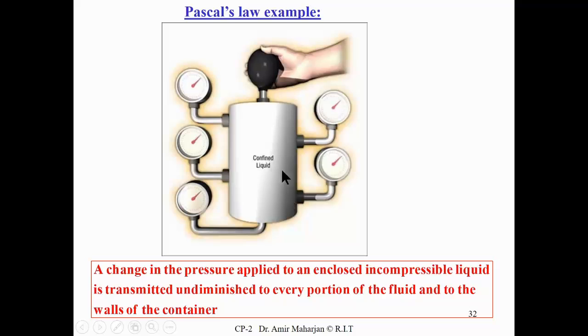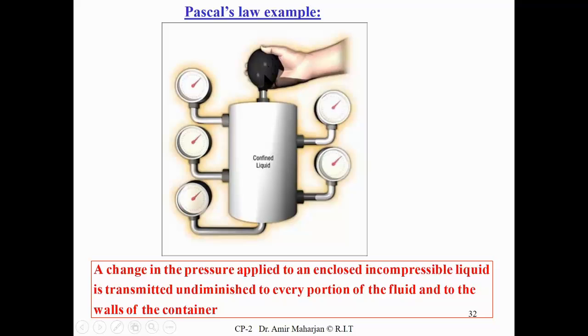So here, this container is completely filled with some fluid, hydrostatic fluid. It could be water or any hydrostatic fluid, and several pressure gauges are attached to measure the fluid pressure. So these are the pressure gauges which can measure the fluid pressure inside this container. And at this end you can apply some pressure.